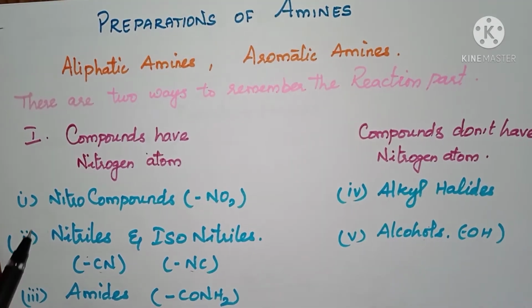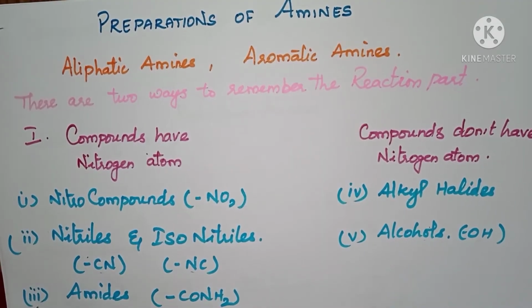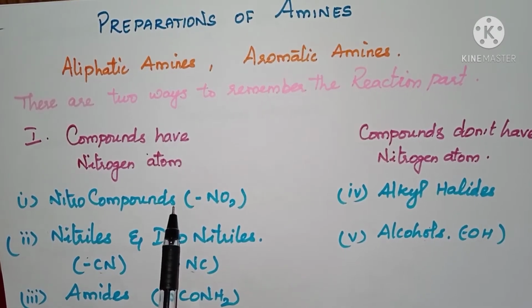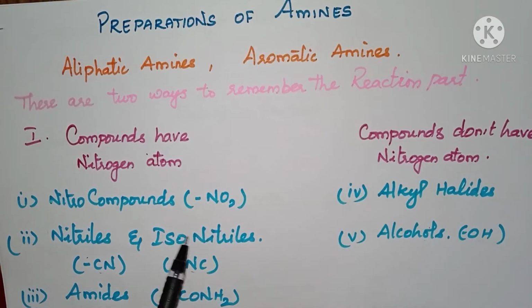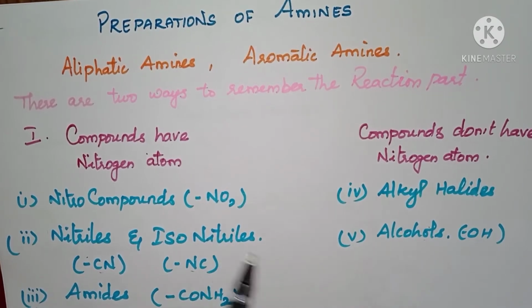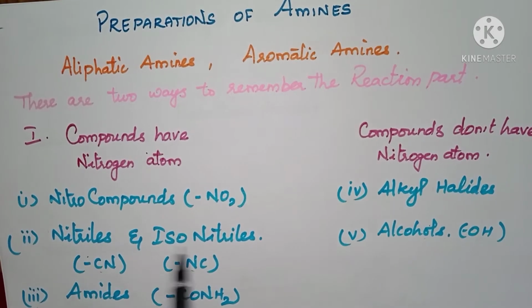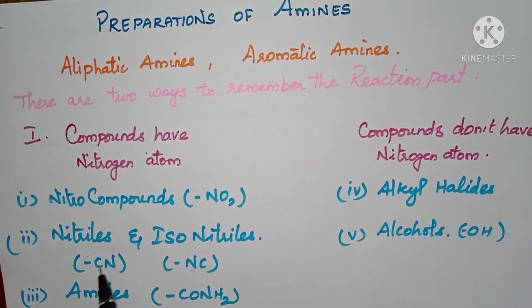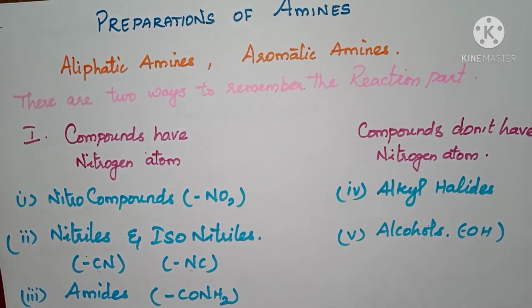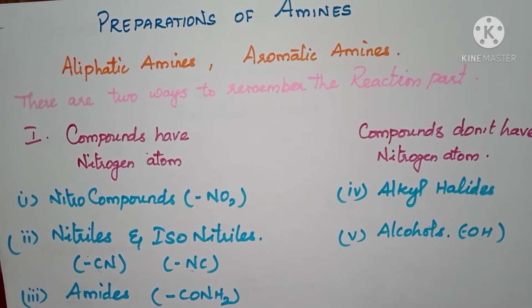Okay, now first these are the 3 reactions we are going to check. So what is the first reaction? Nitro compounds, that is the NO2 group. NO2 group converted into NH2. So that is the way. I hope you got it. Nitriles. Nitriles, in that CN, cyanide, isocyanide, that is NC. Okay. Next one, amide, CONH2. So these are the 3 reactions. Let us discuss.